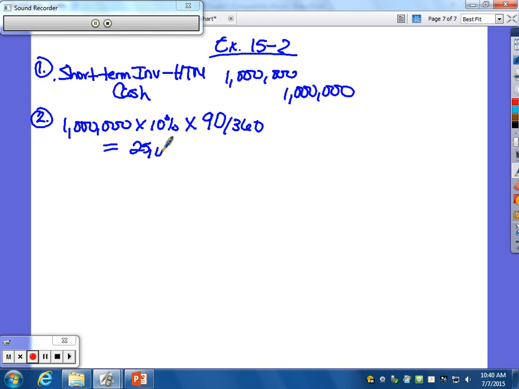So what do we debit and what do we credit? Debit cash? No, it's not debit interest received. What did it say? Interest earned or interest revenue. It's all the same, but what do you debit? Cash is the only thing that you debit. And then what do you credit? Interest revenue. Interest revenue and what else? What is this that you're earning interest on? Short-term investment, held to maturity.